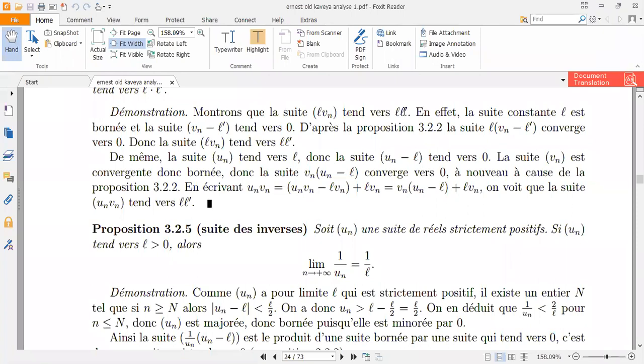This is why in this case it's L times the Vn, and the limit is going to be heading towards L times L prime. We've been told that L is bounded. That makes our way very easy, because they tell us that L is bounded, and the suite Vn minus L prime is heading towards 0, just like last time when we were looking at the suite Vn heading towards 0, if I'm not mistaken.